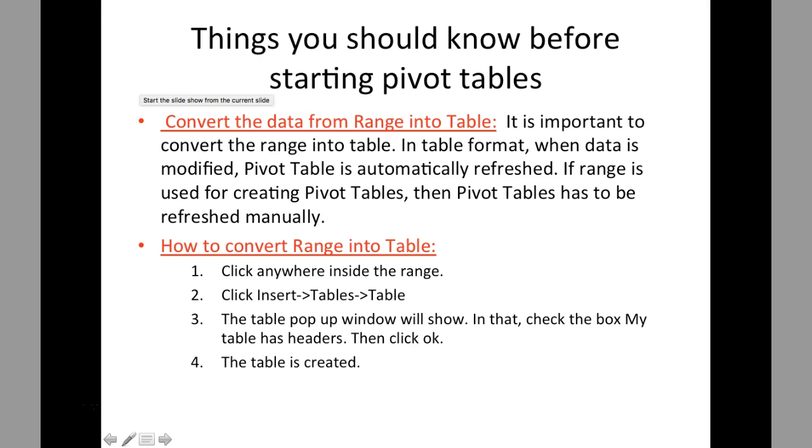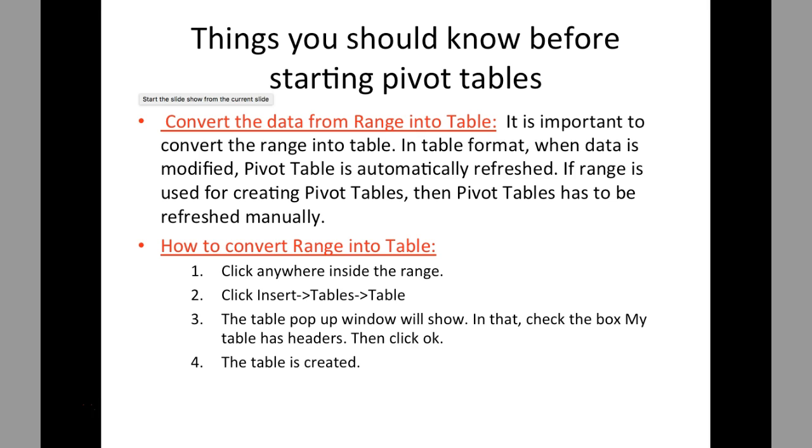Before creating pivot tables, there are a couple of things you should know. Make sure the data source range is converted to table. If the range is used in creating pivot tables, they have to be refreshed manually when the range is modified. It is a headache. But in a table, if the table is modified, the pivot table will automatically reflect the modified data source. To convert the range into table, click anywhere inside your data source range.